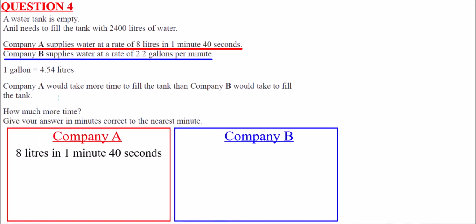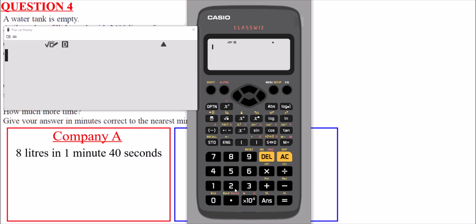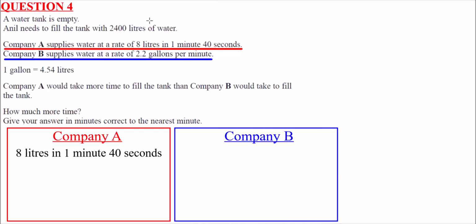So first of all, Company A, we've got 8 litres in 1 minute 40 seconds. So obviously we've not just got 8 litres to fill, we've got 2,400 litres. So to go from 8 up to 2,400, we need to multiply it up some. How many 8s go into 2,400? That's how we find what to multiply by. 2,400 divided by 8 is 300. So I need to multiply the 8 by 300 and the 1 minute 40 by 300.